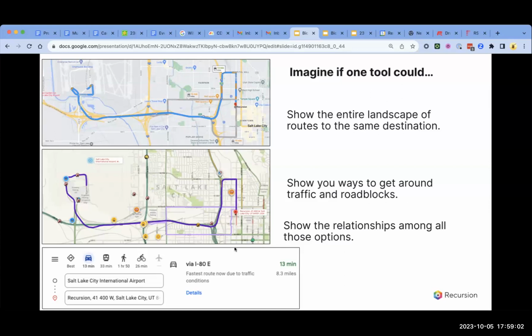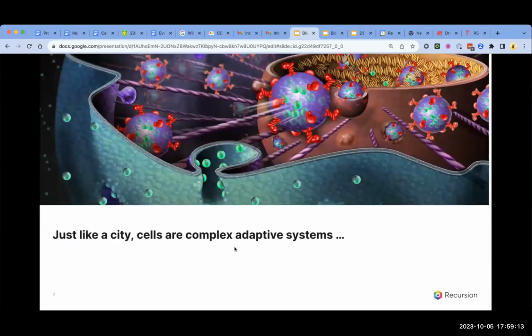Now, obviously, I'm just showing you things from Google Maps, which is a tool that we all have on these amazing pocket computers we carry around with us and that we really take for granted. But I want to pose the question of what would happen if we could do this for biology too?